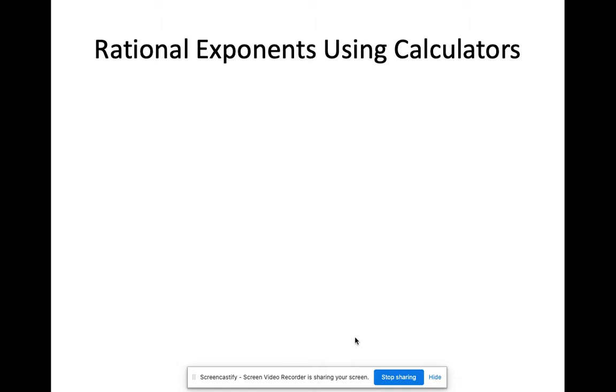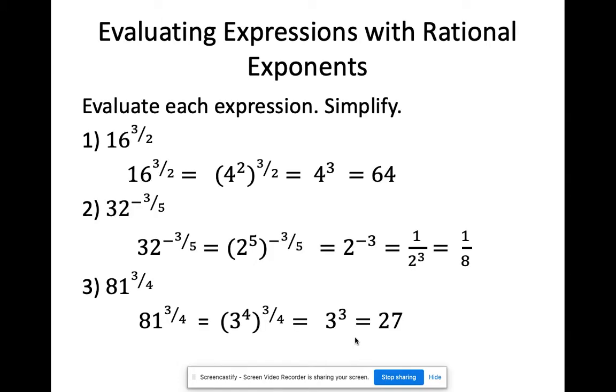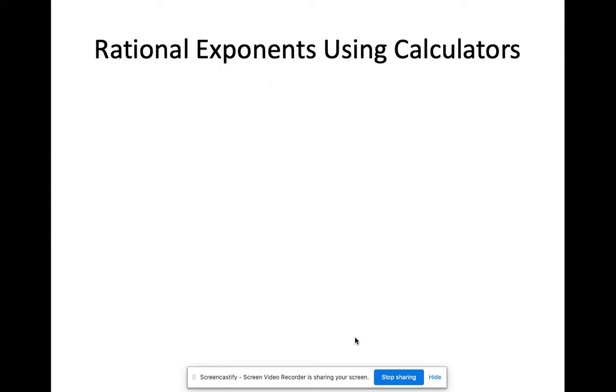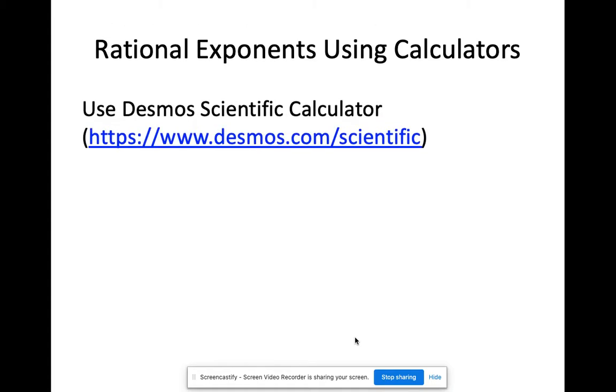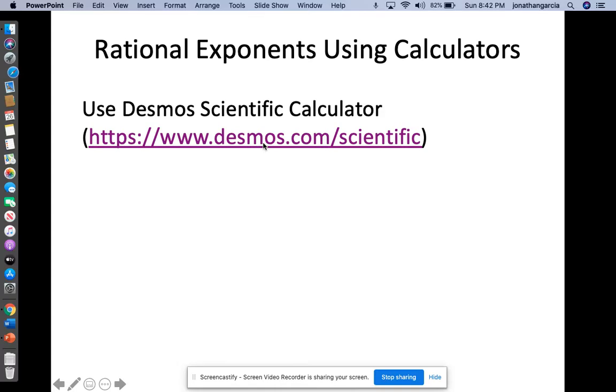Sometimes you got to use calculators. Though the previous ones, you can use calculators in this too. You can type them in the calculator if you want. But it's still going to come up as an exact answer. But in some cases, you have to use a scientific calculator. So let's see how this one works.